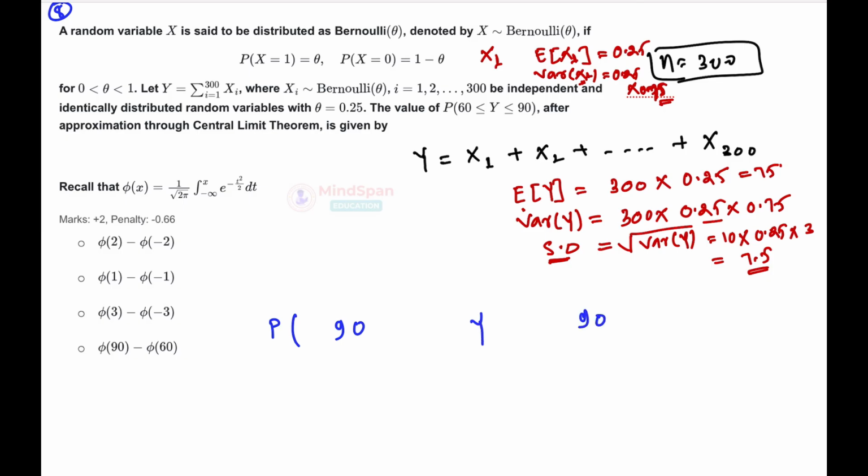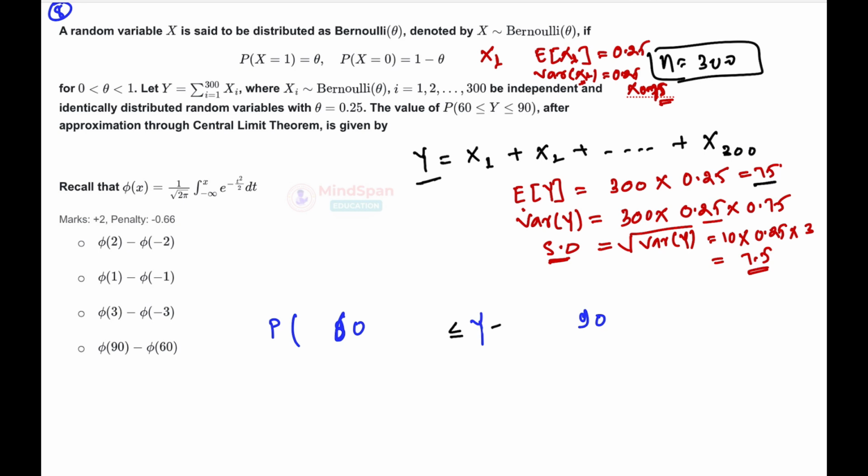And we have this 90 here, and here 60 we have. Right, so how are we going to make the standardized version of this random variable? Simply subtract the mean from this y. So how much is the mean of this random variable y?